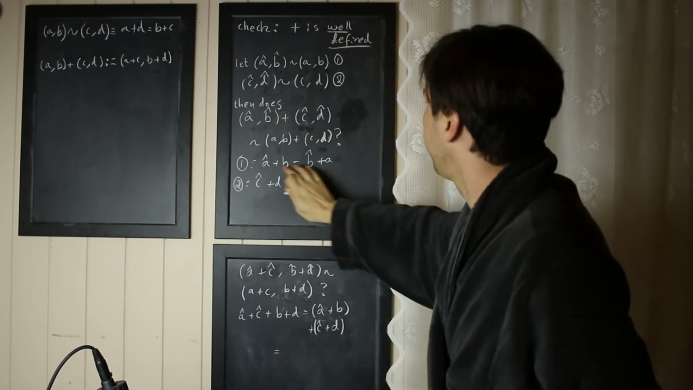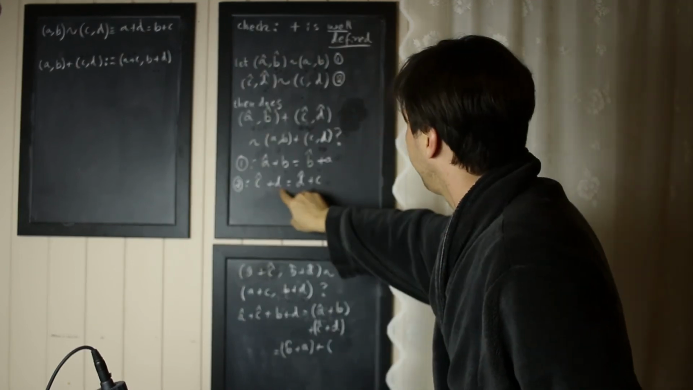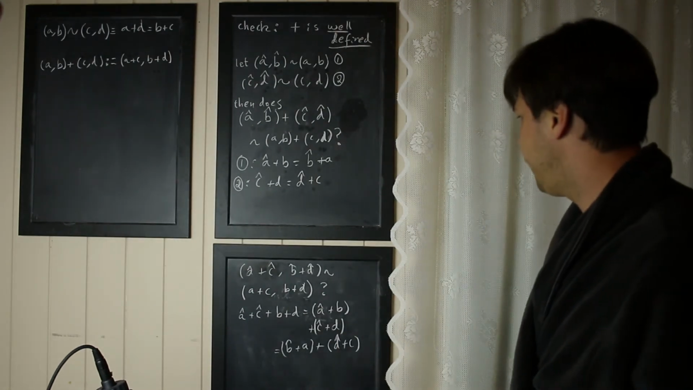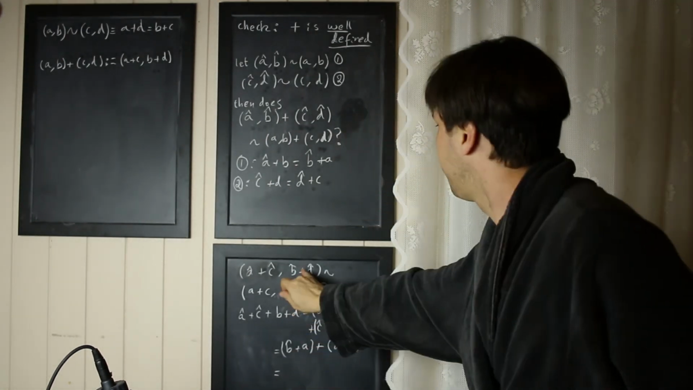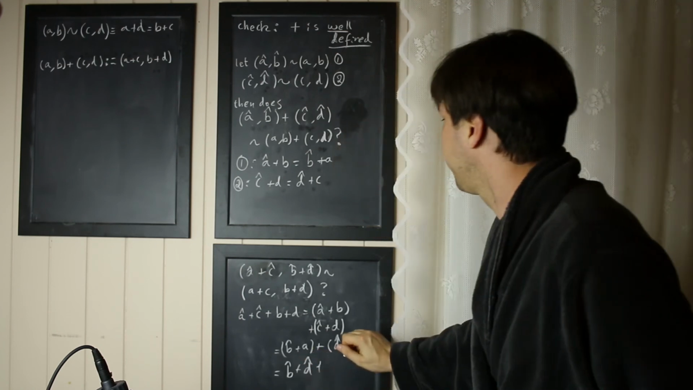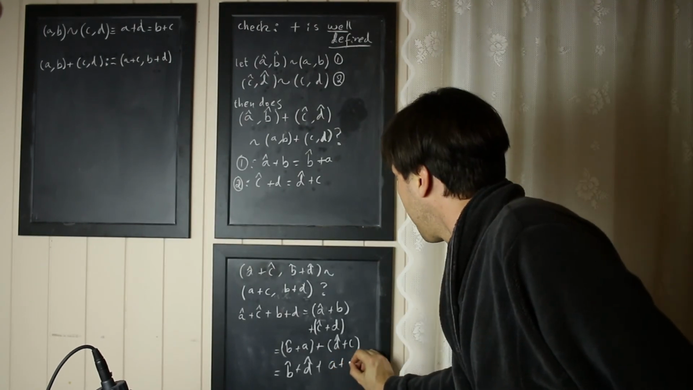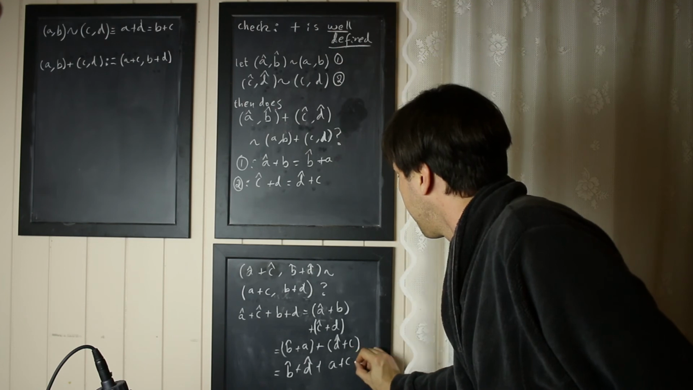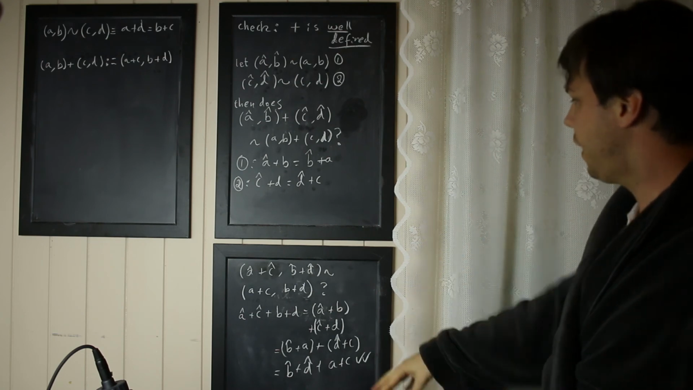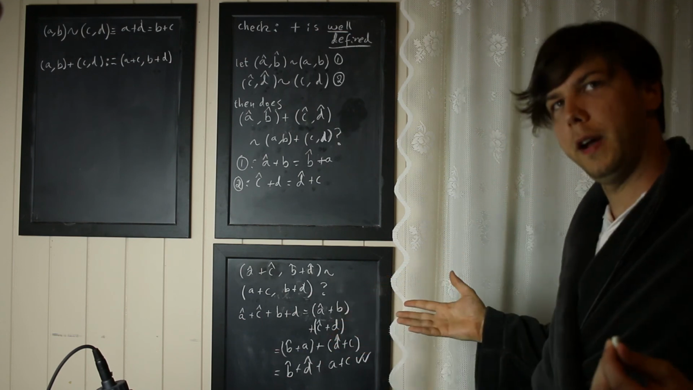Then applying 1 and 2, a hat plus b is the same as b hat plus a, and c hat plus d is the same as d hat plus c. Let me double check. And that is equal to b hat plus d hat, plus a and c. And so, yes, that's correct. Then the plus operation is well defined.